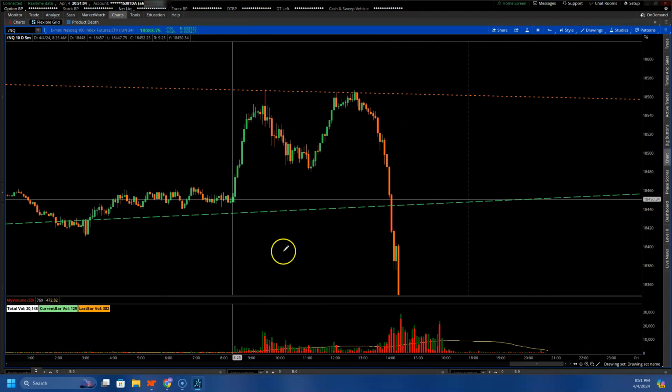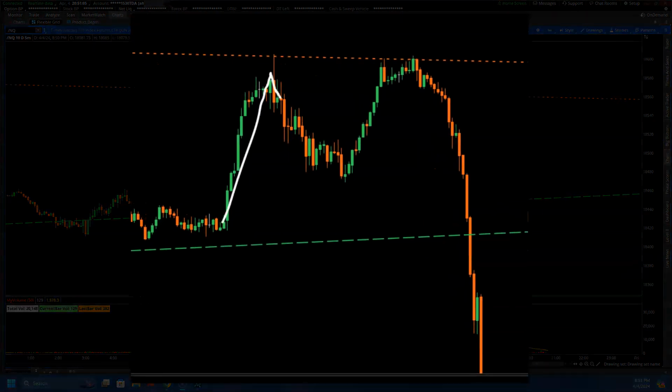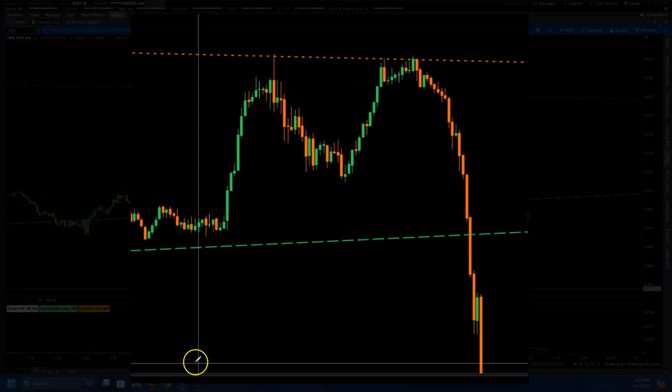Here's the market open, right? Around 9:30 we started rallying, a little bit of dip towards midday, another rally towards like 12:30 lunchtime. Classic double top, and then the free fall.